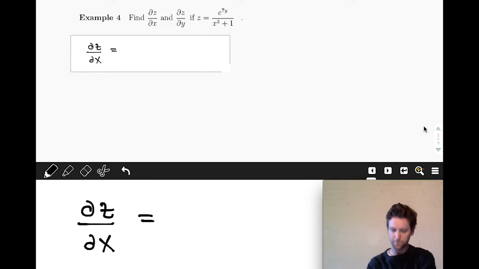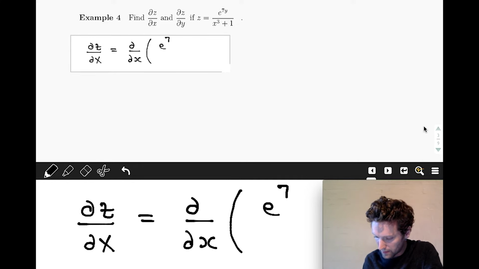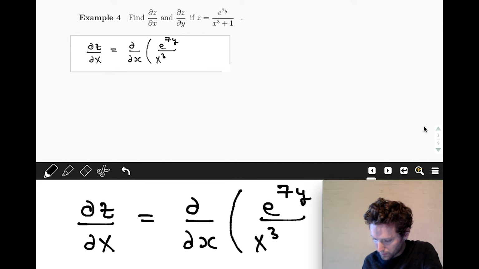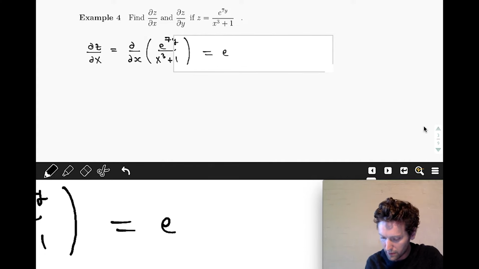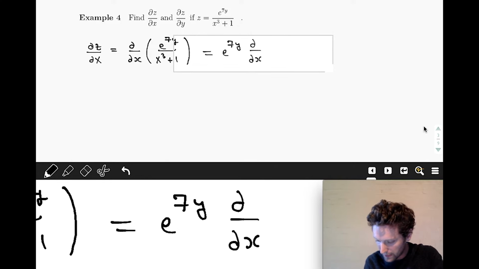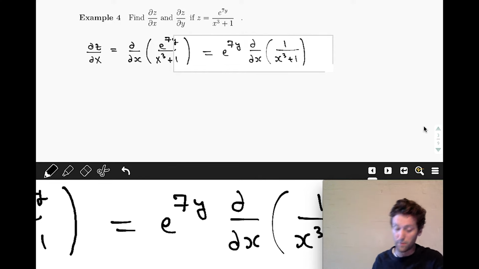What I'm going to do here is I'm actually going to write this out in terms of the different pieces. So I'm going to write a partial derivative with respect to x and then a bracket of my function e to the 7y divided by x cubed plus 1. So you can see I've just rewritten the function z explicitly there inside of brackets. And you can see that the numerator of this fraction, the top part, is just a function of y. Because it's a function of y and this is a partial derivative with respect to x, again, we treat it like it's a constant, so it comes outside of the brackets. It's not affected by the partial derivative. So that becomes e to the power of 7y partial derivative with respect to x, and then inside brackets what I have left is x cubed plus 1 to the power of minus 1, if you like.